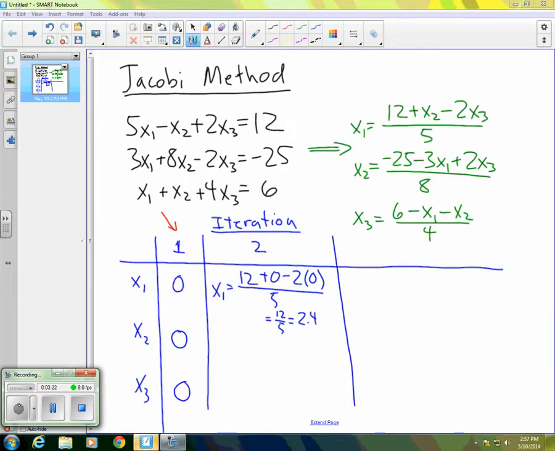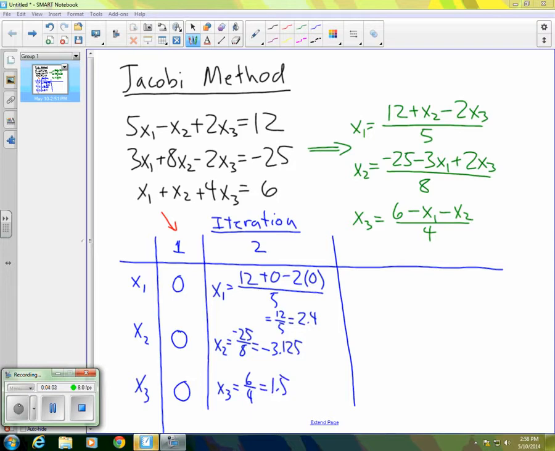We do a similar process to find the next x2. So the next x2 is going to be negative 25 minus 0, because our x1 and x3 are currently 0, over 8. So that's negative 3.125. And similarly, we do the same kind of process, and we get that our next x3 is going to be 6 over 4, or 1.5.